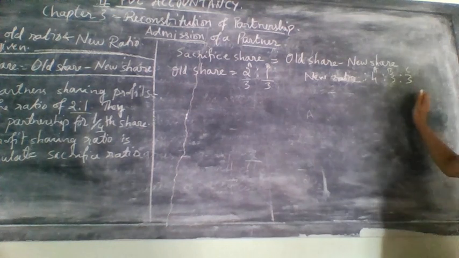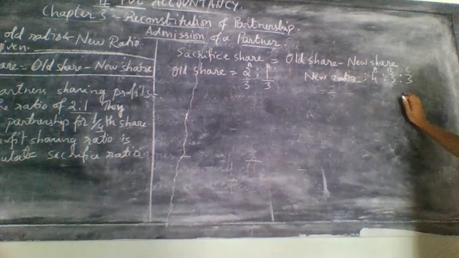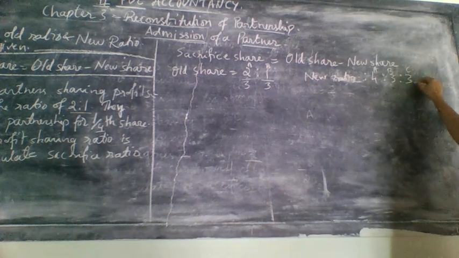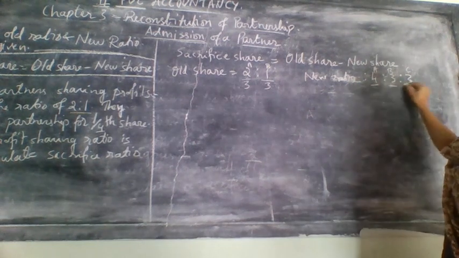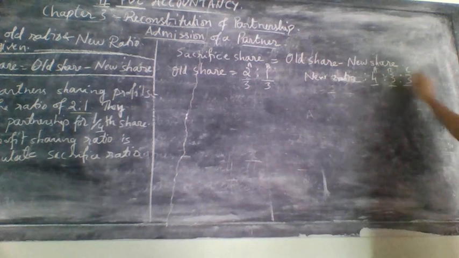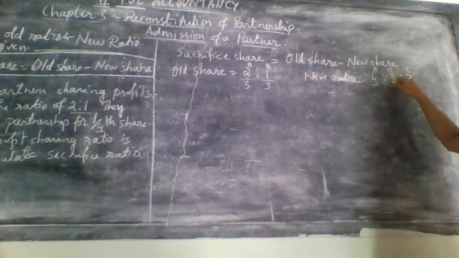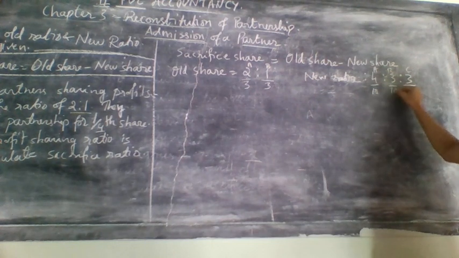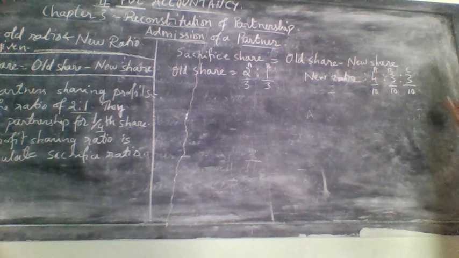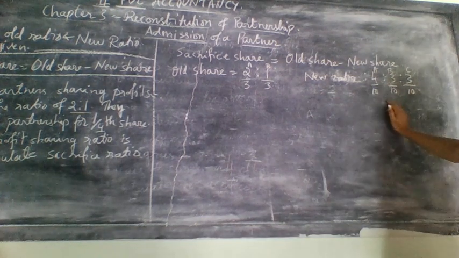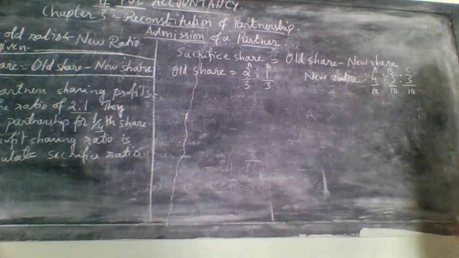4:3:3. While taking the new ratio into consideration, we need to add this. Now this is in the form of a ratio. We want to convert this into proportion. How will we do it? We need to add all three. 4 plus 3, 7. 7 plus 3, 10. That is 4/10, 3/10 and 3/10. Here we have written the ratio in proportion form.